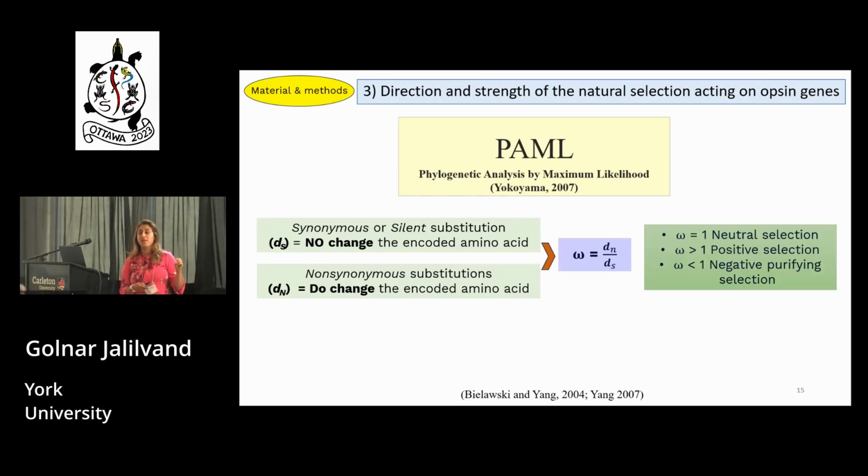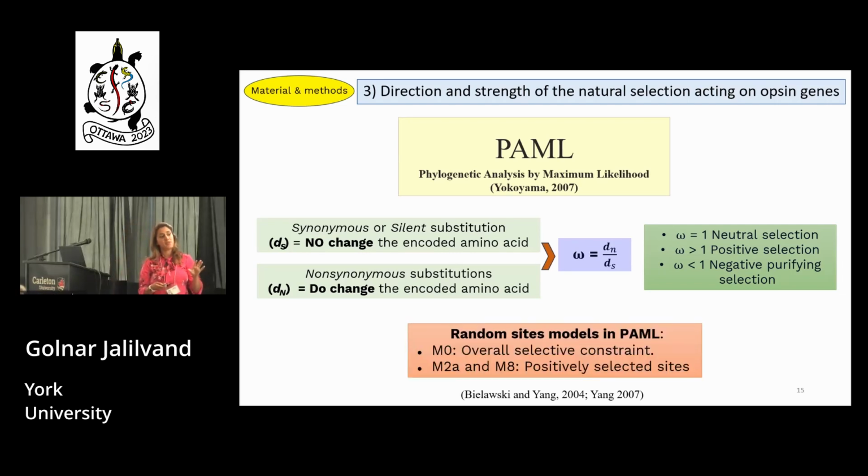where omega equal to 1 shows neutral selection. When it's higher than 1, it shows that the gene or that trait is under positive selection. And when it's less than 1, it's showing negative purifying selection is taking control.